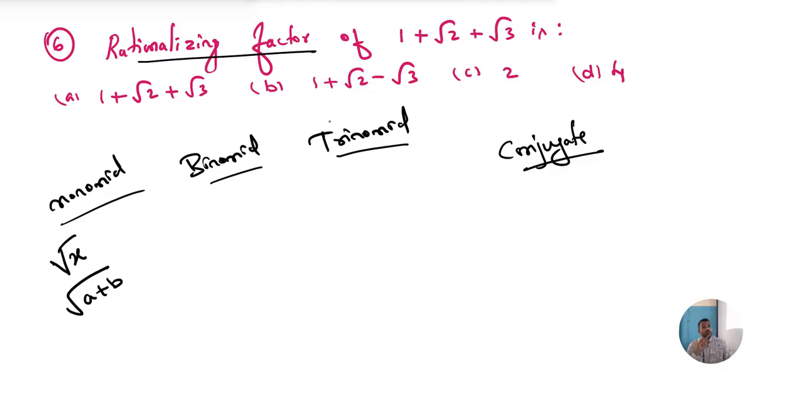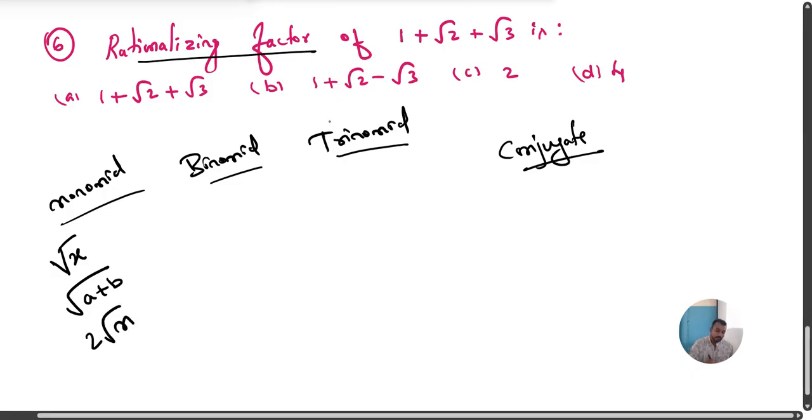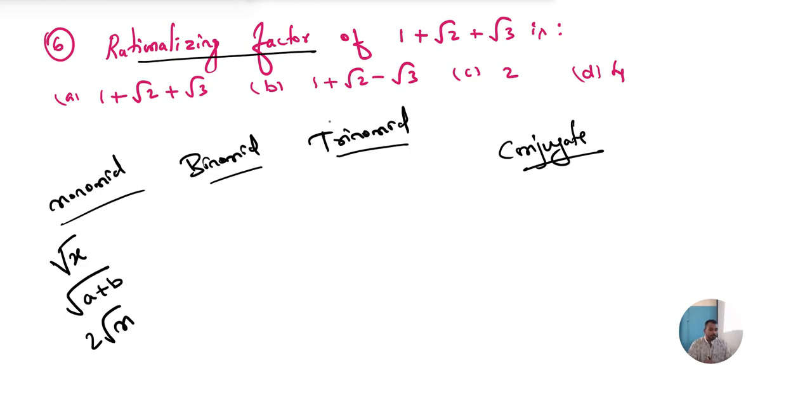This a plus b is not two numbers. It is under a single root. It is the complete root of a plus b, so we have to consider it as a single surd. Don't forget this. Root of a plus b is a single surd. Root x is a single surd. 2 root m is a single surd. This complete 2 root m is one number, a single number.